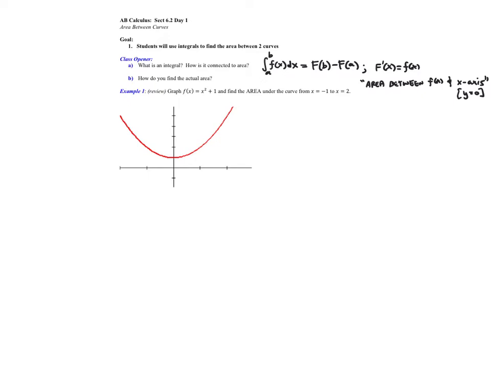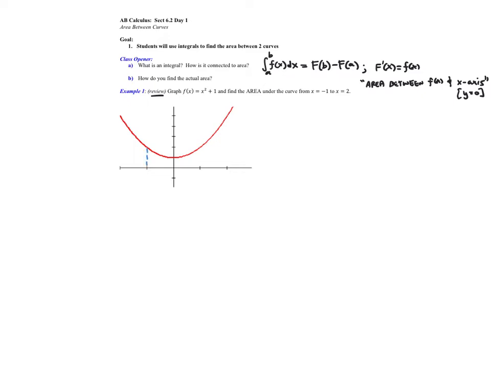So what we're going to be doing in this lesson today is talking about the area between functions. So you've already been doing this without even knowing it. If we look at example 1, it says this is apparently a review example, which is true, and the graph of f of x is equal to x squared plus 1. Find the area under the curve from x equals -1 to x equals 2.